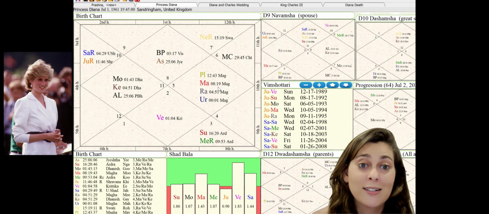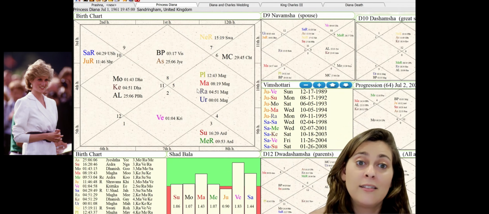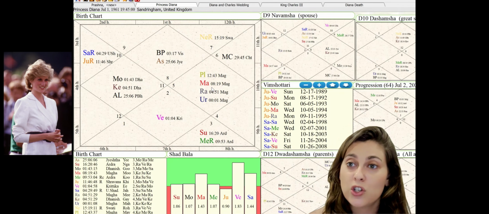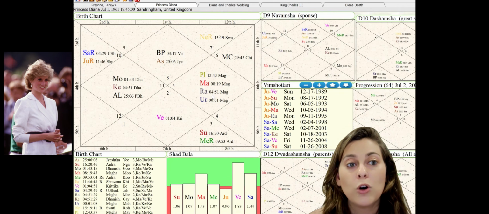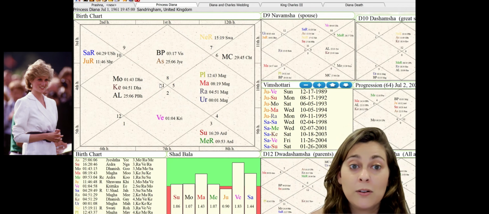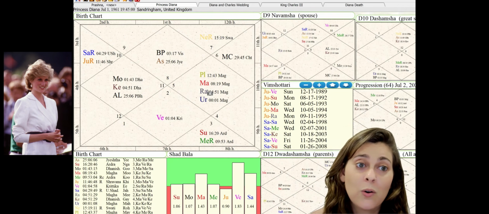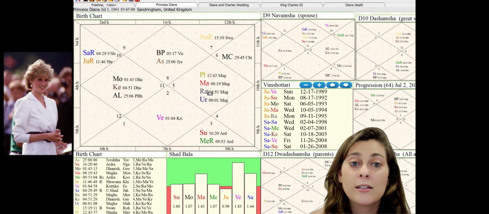Also, Mars is directly opposing her moon. That can create, we've seen, kind of relationship karma because 7 represents the 7th house of the marriage, the spouse. Rahu would be opposing her moon, right? So emotionally, this is a very tough chart.